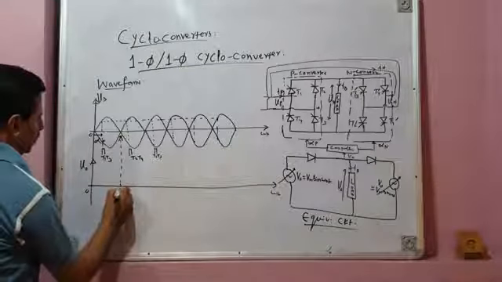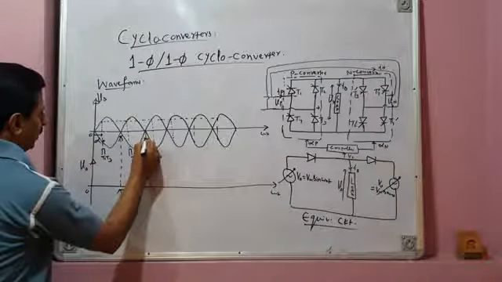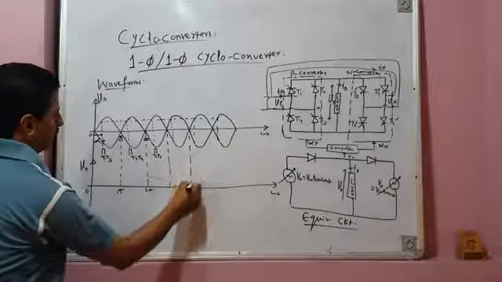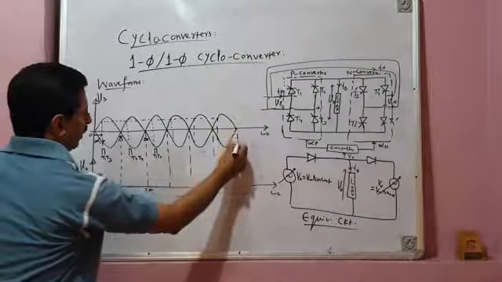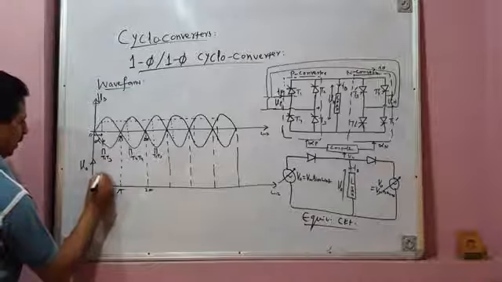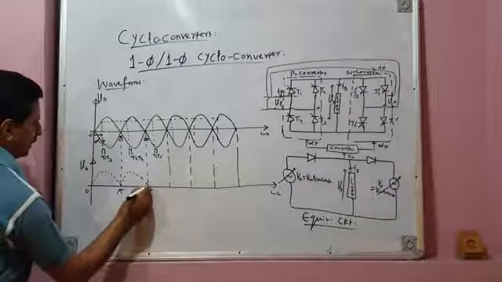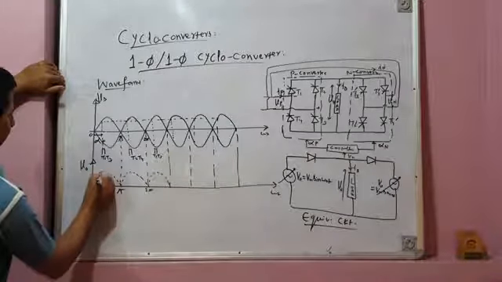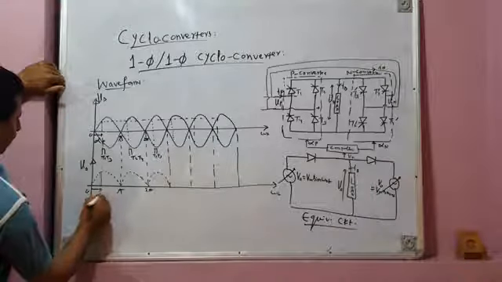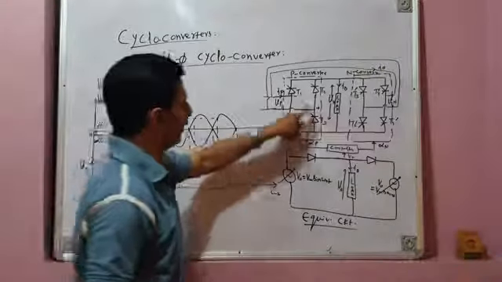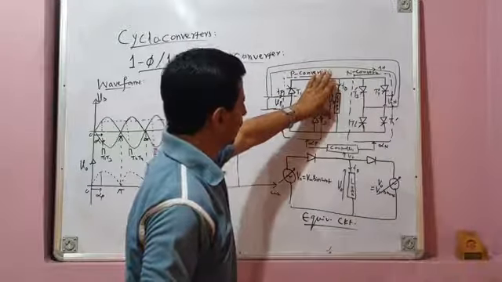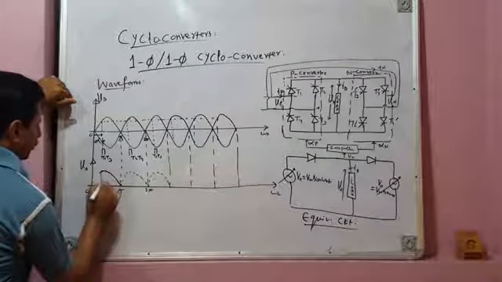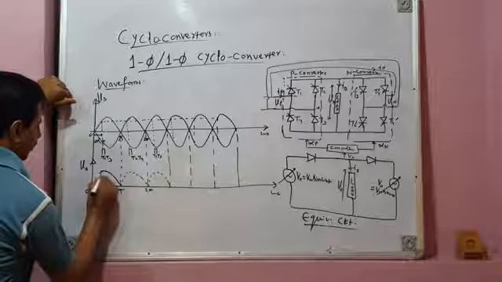Let me first of all draw these projections: pi, this is 2 pi. Similarly, this zero crossing is 3 pi, 4 pi, 5 pi, and 6 pi. And our load voltage will be like this. Now, at alpha, this is the delay angle, alpha P. The firing pulse is issued to this pair of thyristors. This pair of thyristors goes into conduction. The load gets connected directly across the source and it receives the remaining segment of the positive half cycle of source voltage. So this is the voltage across the load.